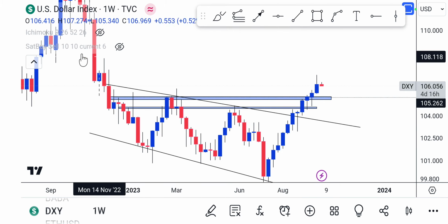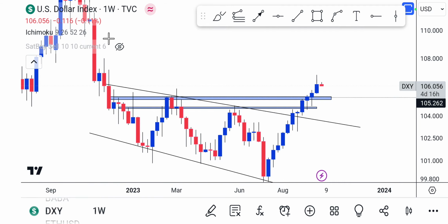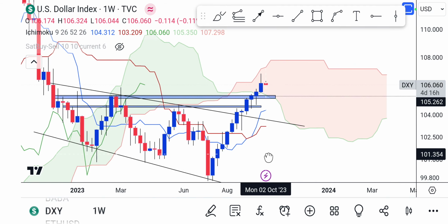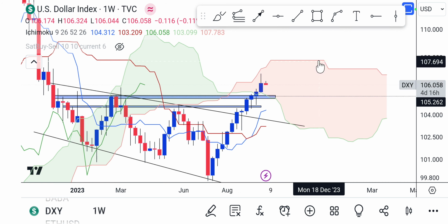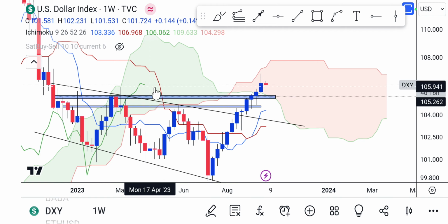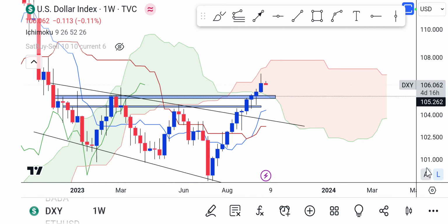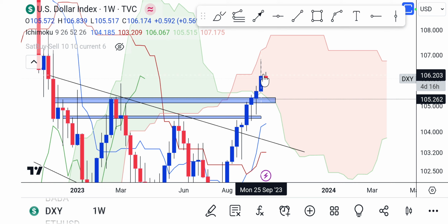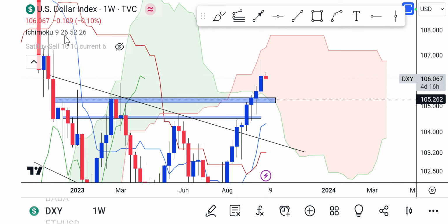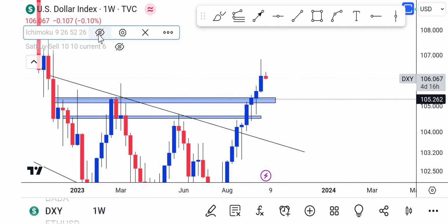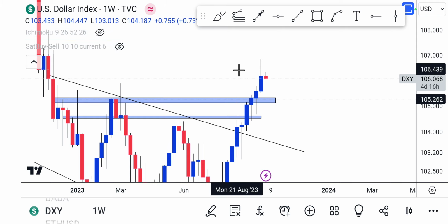And then let me see, on the Ichimoku, you can see it's inside the cloud. It has closed inside the cloud, so there's high probability it's going to test this flat cloud here, which will serve as major resistance. I think for the time being we're going to see some kind of consolidation. So let me go down to a lower time frame so that we'll get to see what is actually happening here.